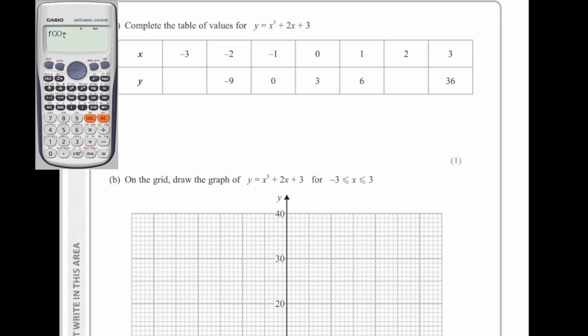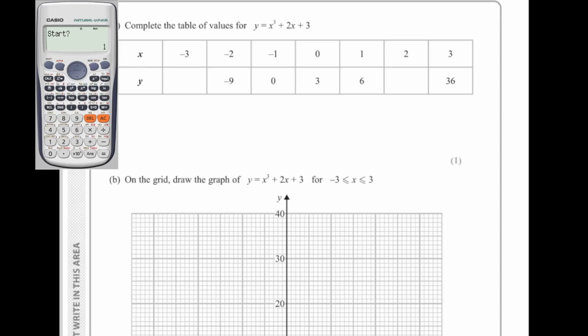Then f of x appears. This f of x means y. Instead of y, the calculator gives it as f of x. For x, I use alpha and this bracket, which means cube. So let's input this one as cube. Next one is plus 2 alpha x plus 3. Then equals, then the calculator asks for the starting point.